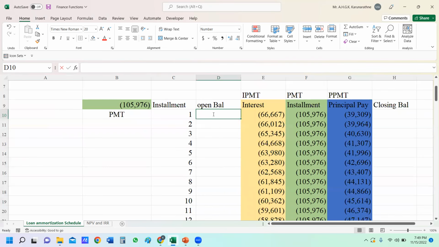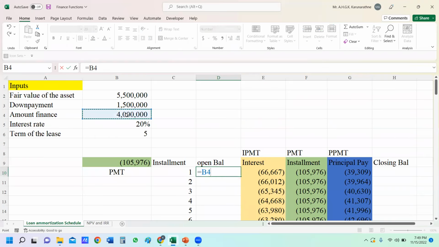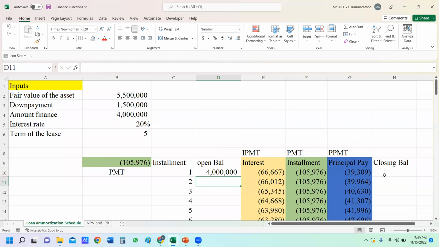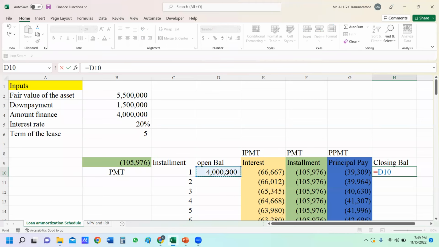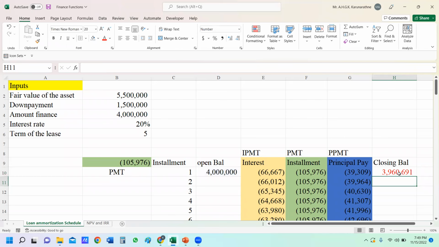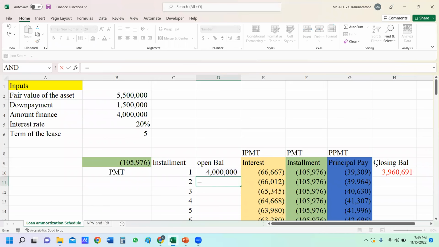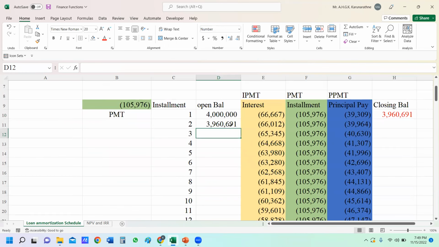Okay, opening loan balance equals the amount to finance, and closing balance equals the opening balance minus, because the principal payment is a negative figure, we say plus the principal payment or loan repayment. This is the closing balance. This closing balance will be the opening balance for the next period. So we take it from this place. And now we can copy it to the rest of the part.